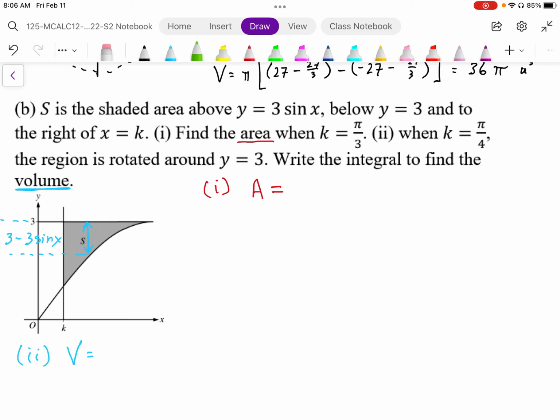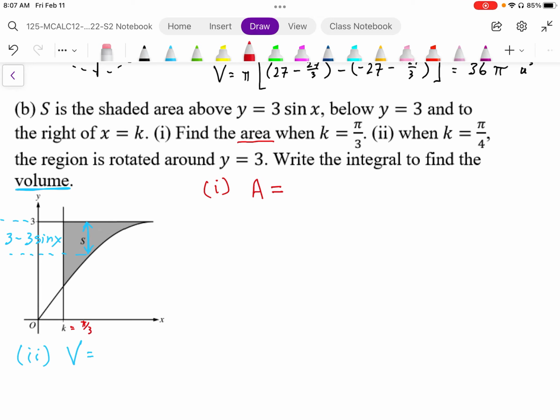So for part 1, we want to find the area in this region when k is equal to pi over 3. Okay, so this is for A, we're going to let k equal pi over 3. And then we're going to find that shaded area. So to do that, we want to find the height of that area for each section, and then we're going to multiply that by dx and then add it all up.